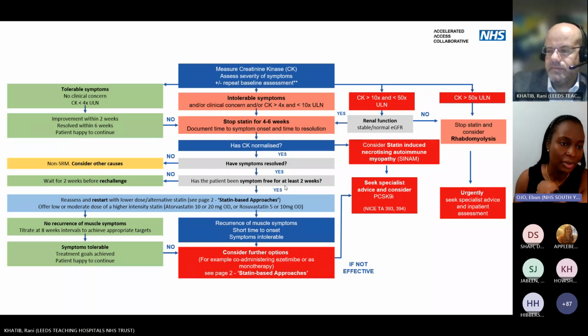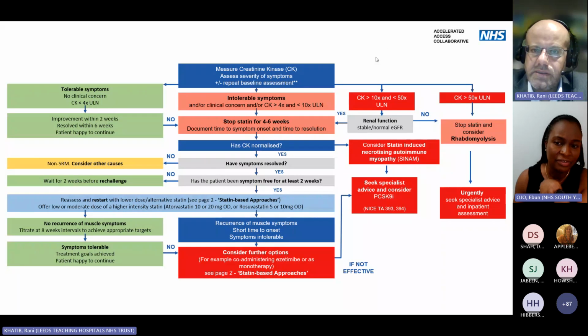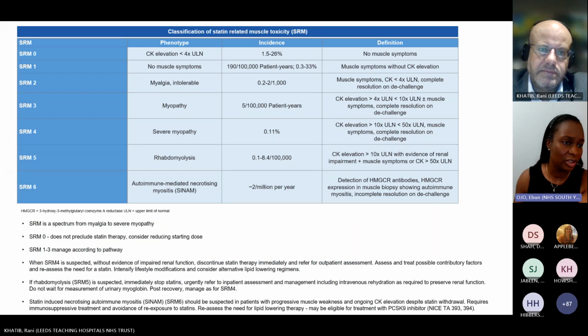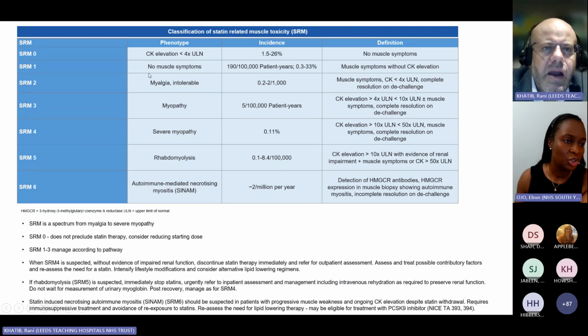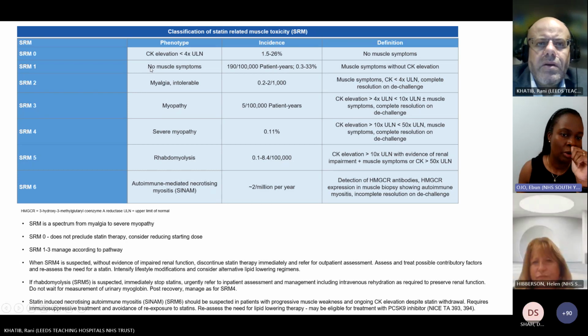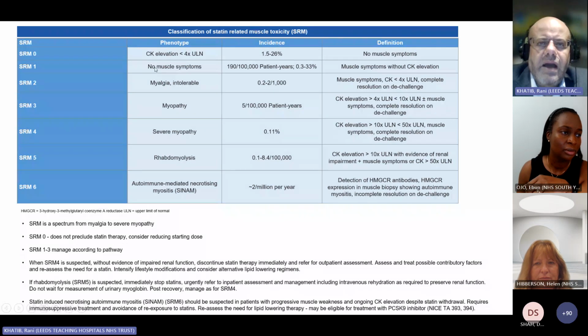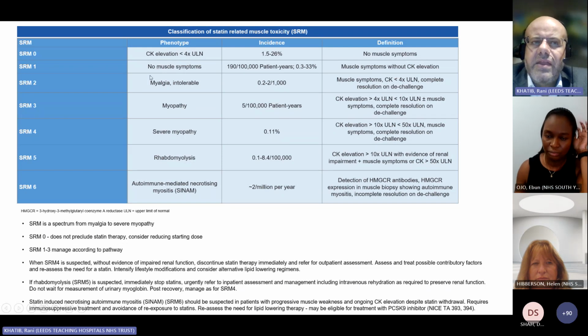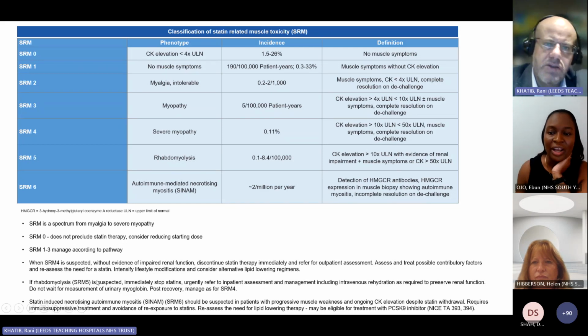On the last slide, the SRM1, where it says phenotype, is the phenotype no muscle symptoms? In terms of what the patient's presenting with, no muscle symptoms, but actually it is defined by muscle symptoms. I just wanted to clarify that. So do you mean muscle symptoms, but where the muscle symptoms are existing without CK elevation? Yes, I think this might be a typo here, actually. The definition of SRM1 is muscle symptoms without CK elevation. Definitely, yes.